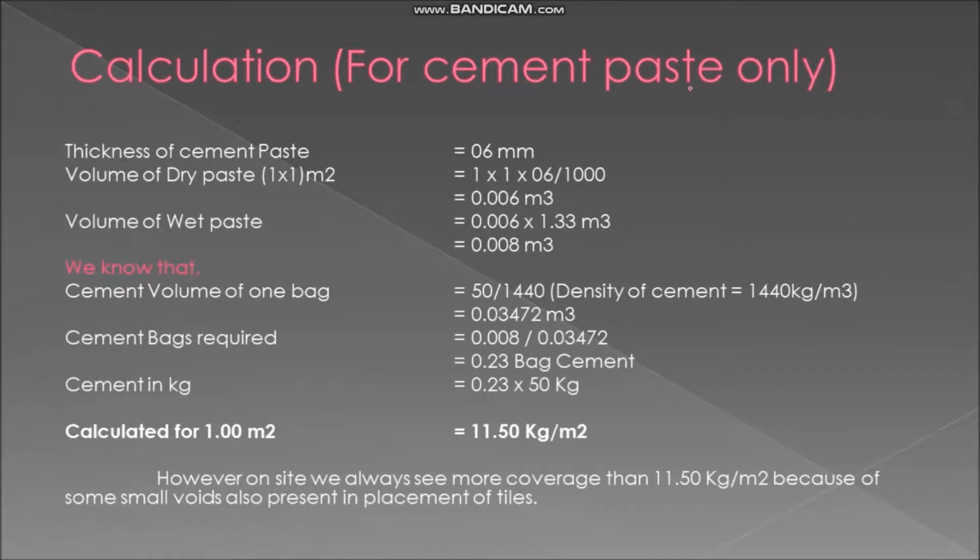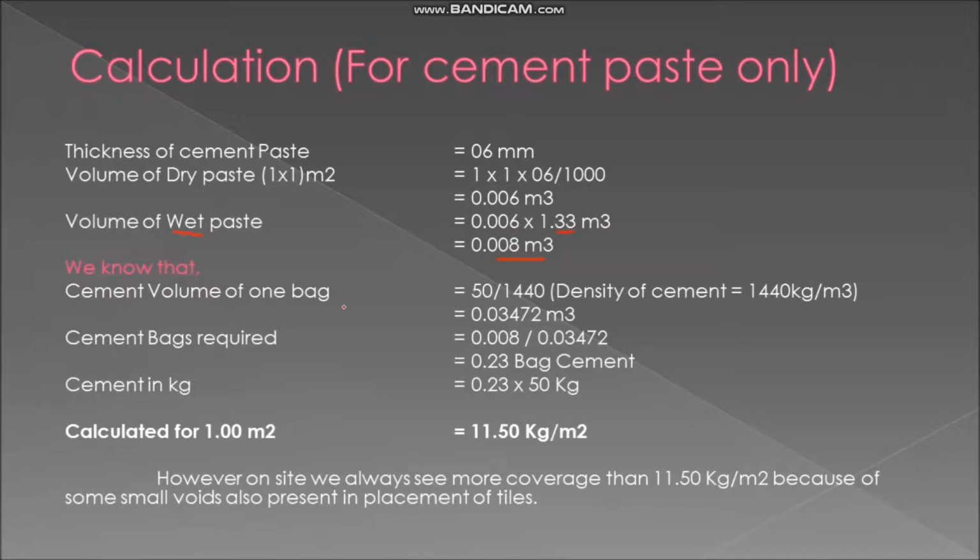Calculation for cement paste only. Thickness of cement paste is 6 mm. We are taking 6 mm. Volume of dry paste for 1 square meter will be the same as we have calculated in the flooring part. 1 into 1 into 6 divided by 1000, to convert the 6 mm into meter. This will give us 0.006 cubic meter, and now we will calculate the wet paste by multiplying it by 1.33. It will give 0.008 cubic meter of cement paste is required.